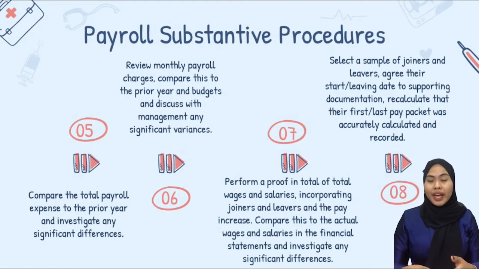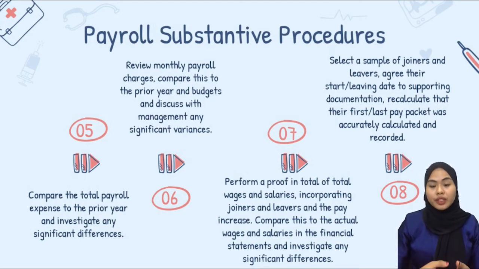Next, we will compare the total payroll expenses to the prior year and investigate any significant differences, and review the monthly payroll charge and compare this to the prior year and budget, and then discuss with management any significant variance. The next procedure is to perform a proof in total of the total wages and salary, incorporating joiners and leavers and the pay rise. Compare this to the actual wages and salary in the financial statements and investigate any significant differences.